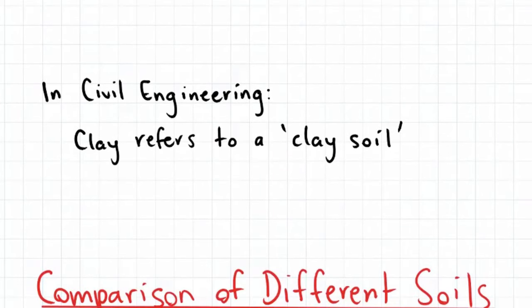Now, in civil engineering, the term clay actually refers to a clay soil. And a clay soil is a soil that contains enough clay minerals to affect its engineering behavior. And a clay soil behaves cohesively as well as plastically.